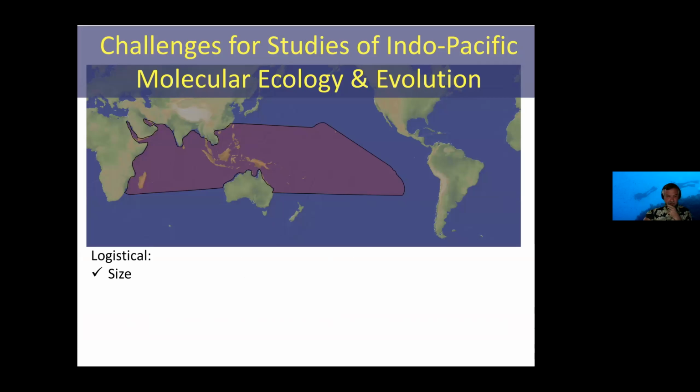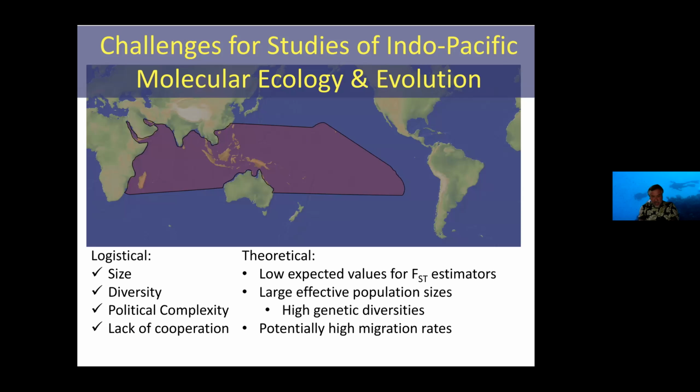Okay, so I hope I've given you a taste for how DipNet has addressed the size, the diversity, the political complexity, and the lack of cooperation, at least in its first 5 years of existence. And we're going to take a little break for maybe 5 minutes. I'll look at the time, how we're doing. And then we can come back and talk about some science.